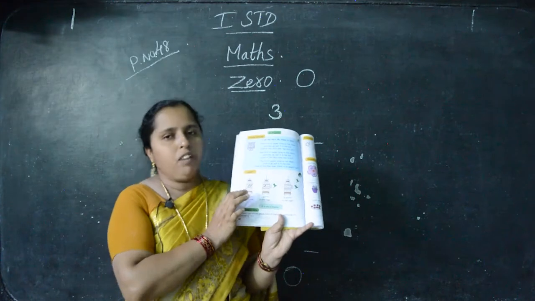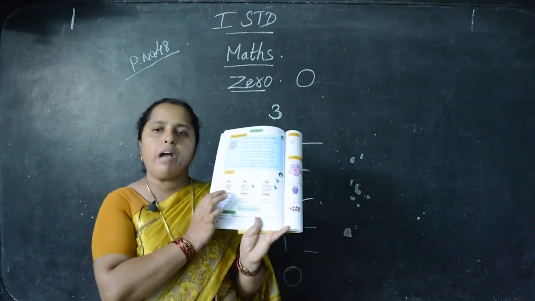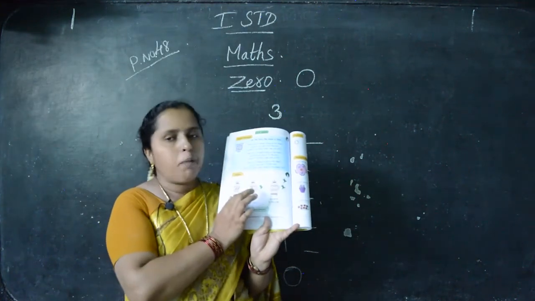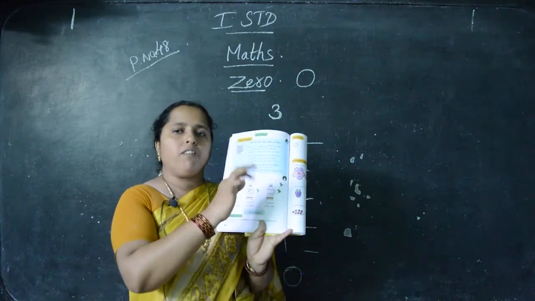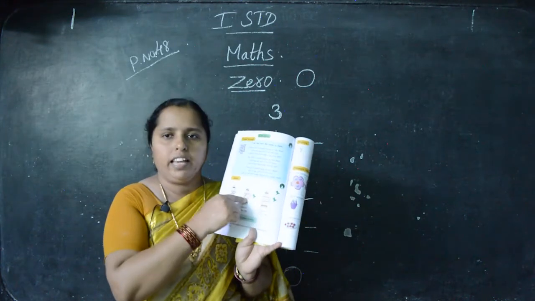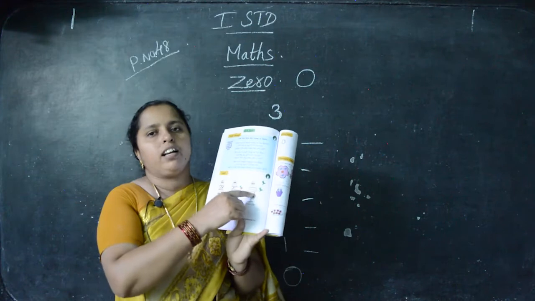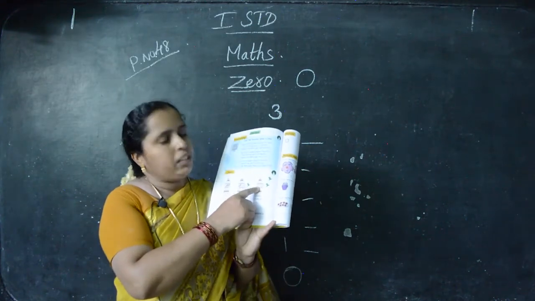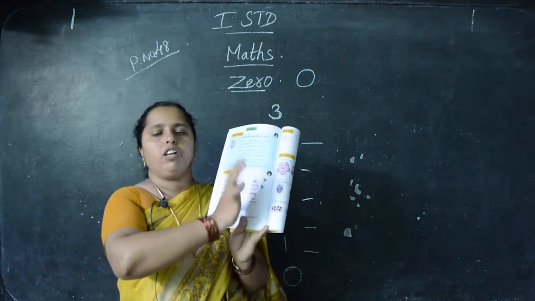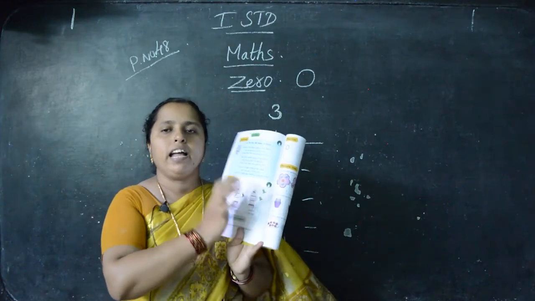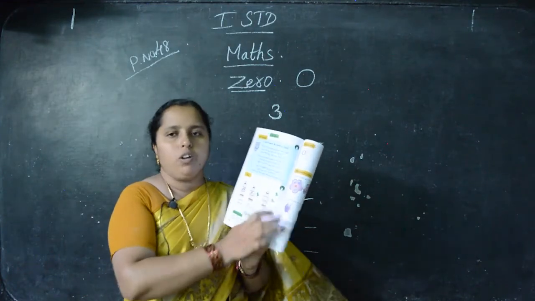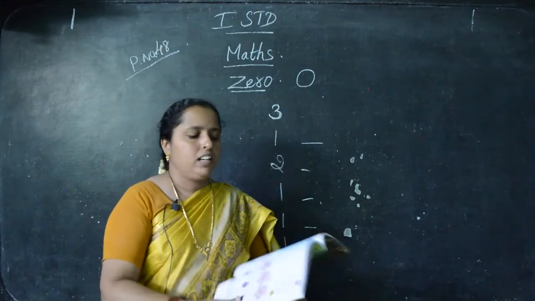Here see, in the first picture there are 2 parrots in the cage. In the second picture, 1 parrot is flying away and 1 parrot is inside the cage. In the third picture, both the parrots are flying away. So there is no parrot in the cage. So there is 0. Understand, children? Okay.